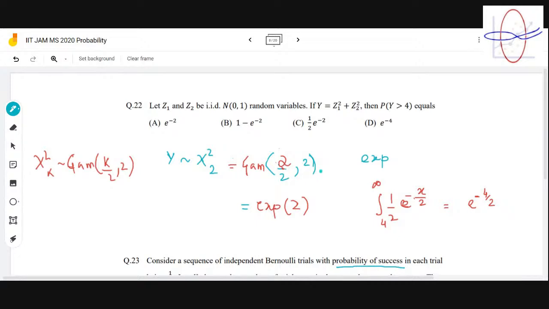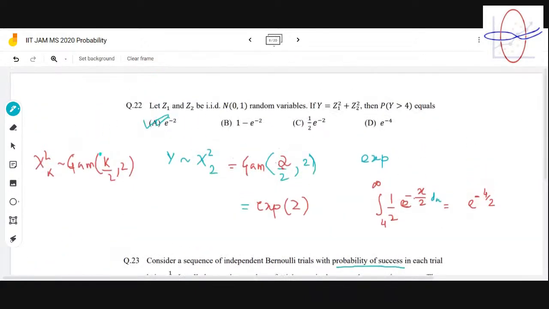This is the beauty. Therefore chi square 2 follows exponential 2, and therefore the probability y greater than 4 means the integration from 4 to infinity of 1 by 2 into e to the power minus x by 2. You just integrate it dx, you get e to the power minus 4 by 2, which is equal to e to the power minus 2. That's it. Simple, beautiful, elegant stuff.